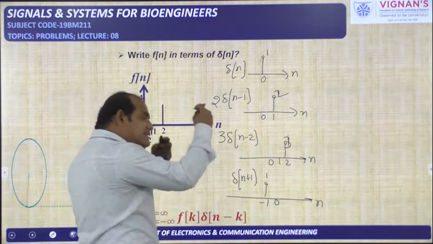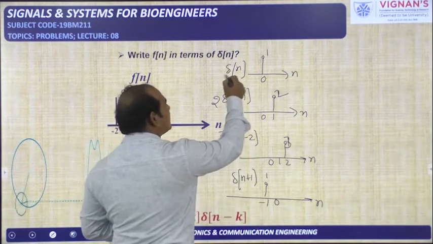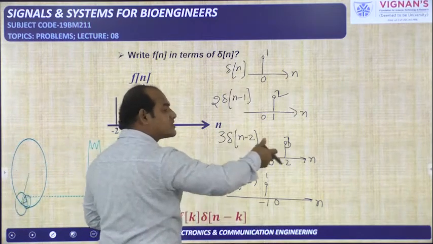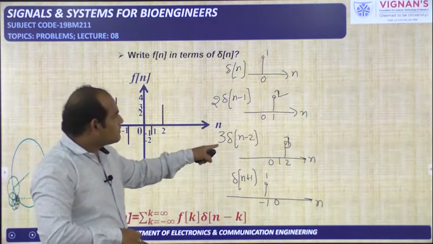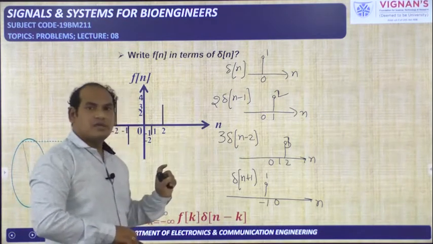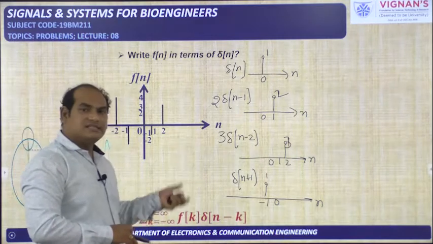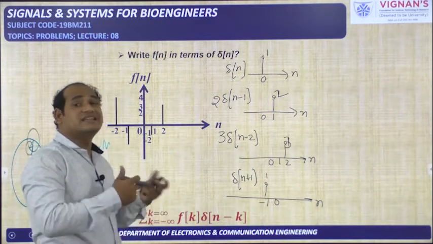Okay, so any sample can be represented in terms of some modified version of the del of n. That modified version means amplitude scaling or time shifting. By performing these operations we can represent any sample.